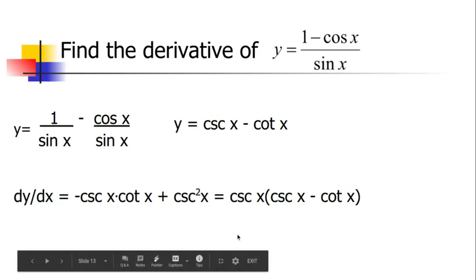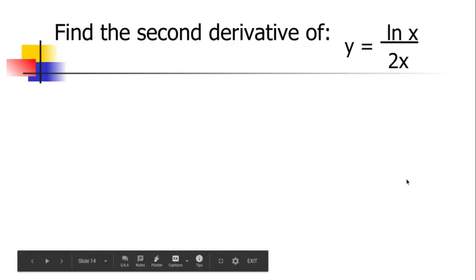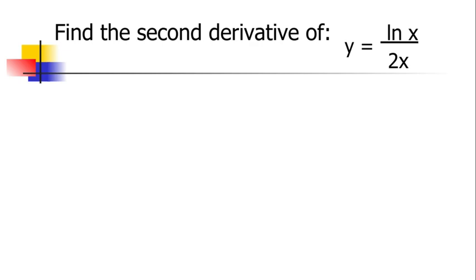All right, so let's take a look at our last example, and then you can get the assignment. Okay, so this one says to find the second derivative of y equals ln of x over 2x.